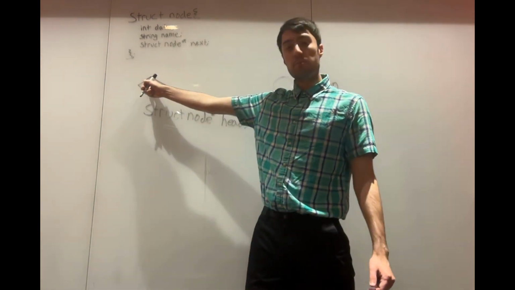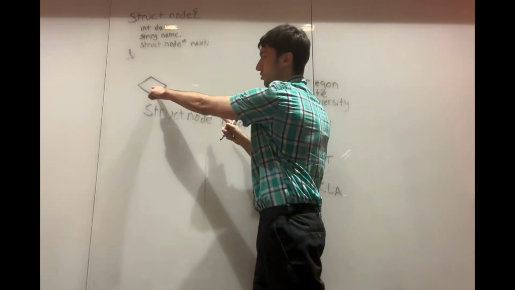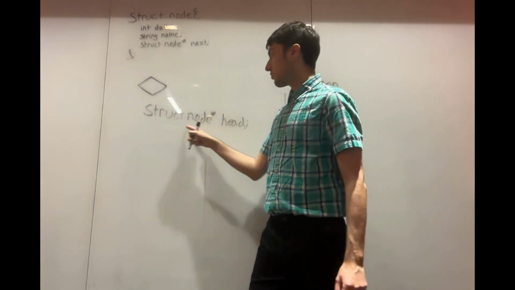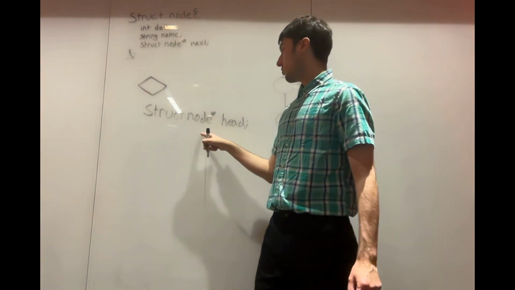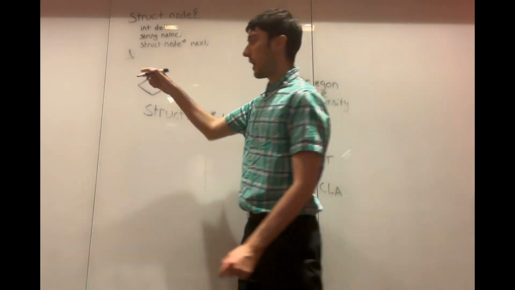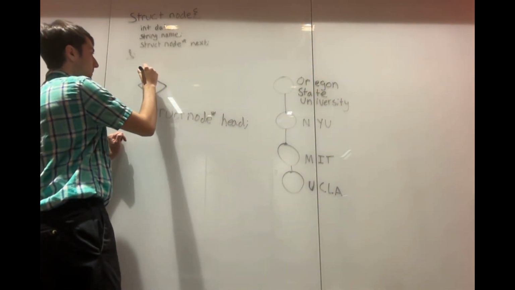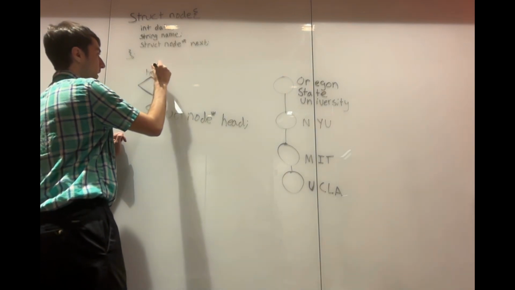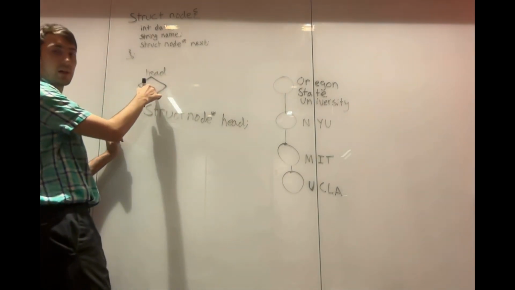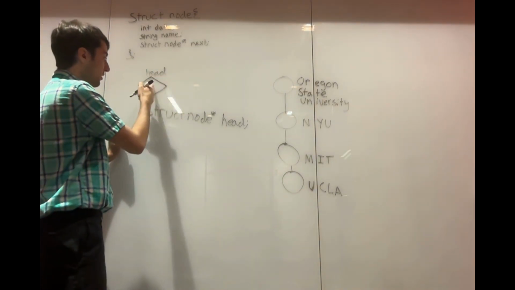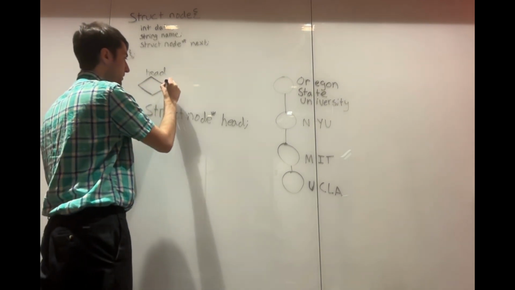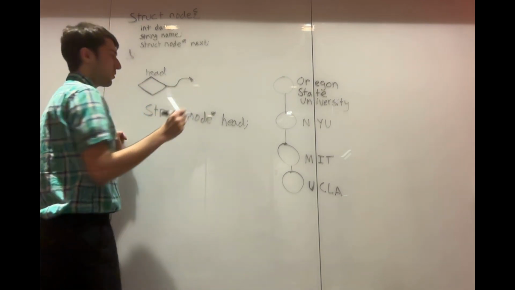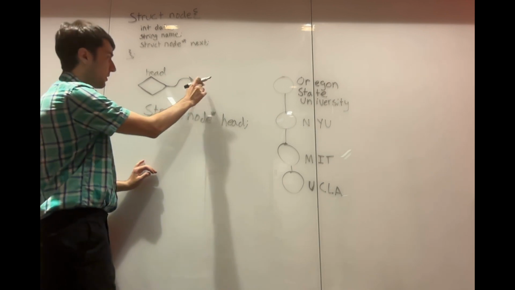So this right here is a pointer variable. That's why it's a triangle. And it is going to point to struct node, and it's going to be called head. So I'm going to put head right here. Okay? Now, nothing is in it. Right now, it's not really pointing to anything. It's just pointing to garbage.